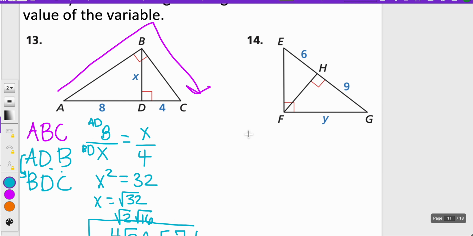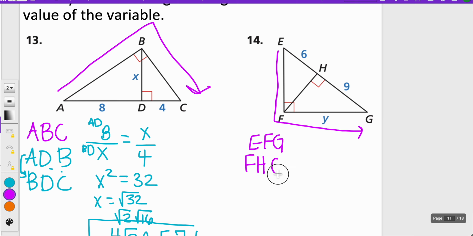Again, for number 14, starting with your similar triangles first. So we'll start off with EFG. That one I just started doing in alphabetical order. So if I'm going now counterclockwise, that means everything on the inside would need to be clockwise. EFG is counterclockwise, so everything on the inside of the triangle needs to be clockwise. Yep. So my next one I can do is FHG, and then EHF.